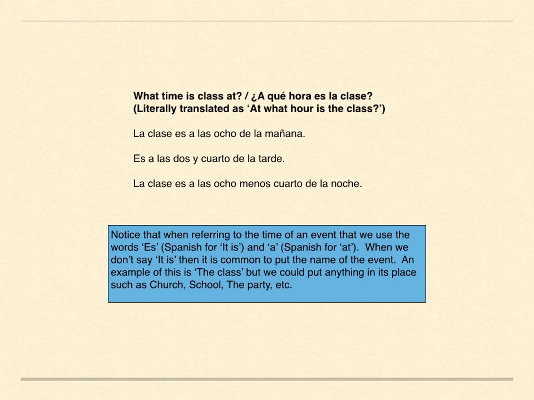Alright, so we've kind of already covered that. But anyway, those are our two main questions. What time is it versus what time is an event at? Study those two different questions and the two different kinds of answers. Notice with the answer for what time is an event at, we have to use the word at, whereas the other question we don't. Anyway, go back and study those two questions and the way that the answers are formed for each of them. Alright, so that is time.